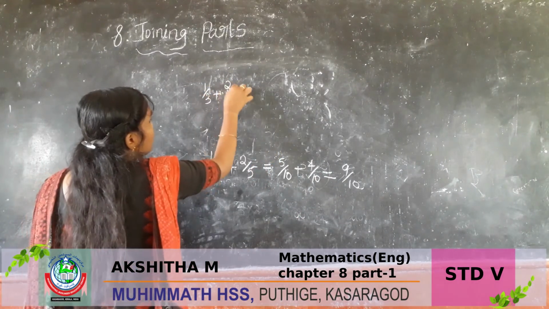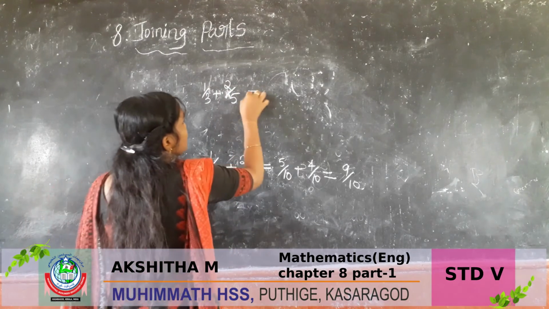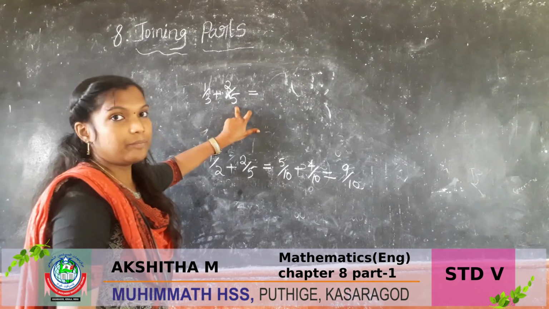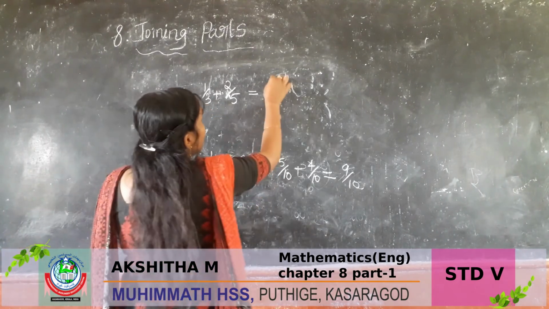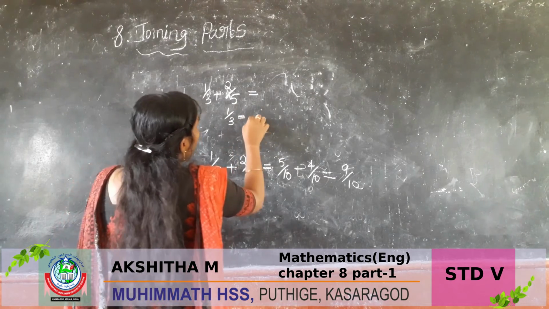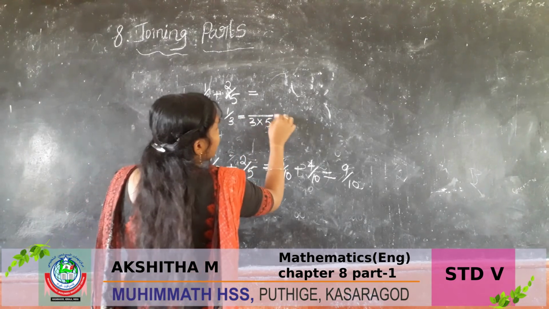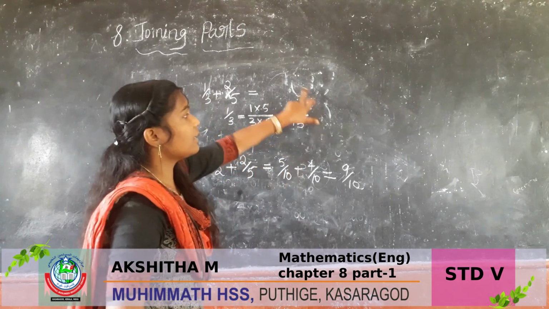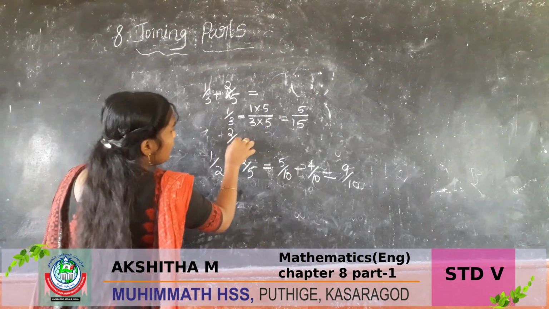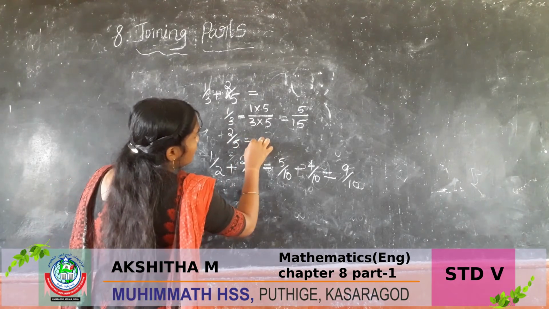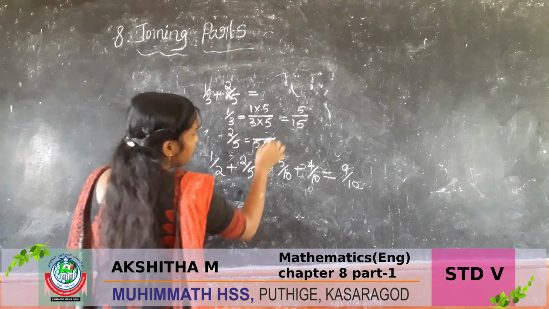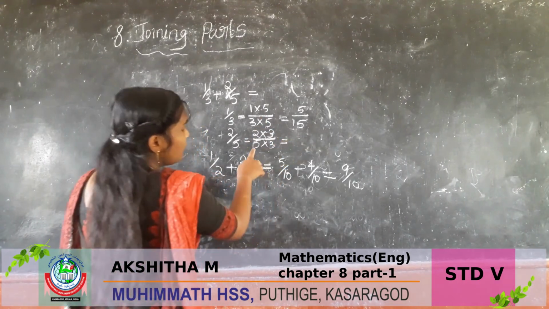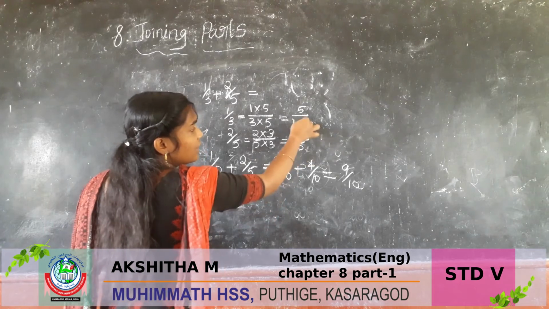1 by 3 plus 2 by 5. How can we join this? Here also we have to find the common multiple of 3 and 5. So let us see that. 1 by 3. So 3 into 5 is 15. 1 into 5 is 5. So we will get this fraction here. Next 2 by 5. 5 into 3 is 15. So we got the same denominator here.